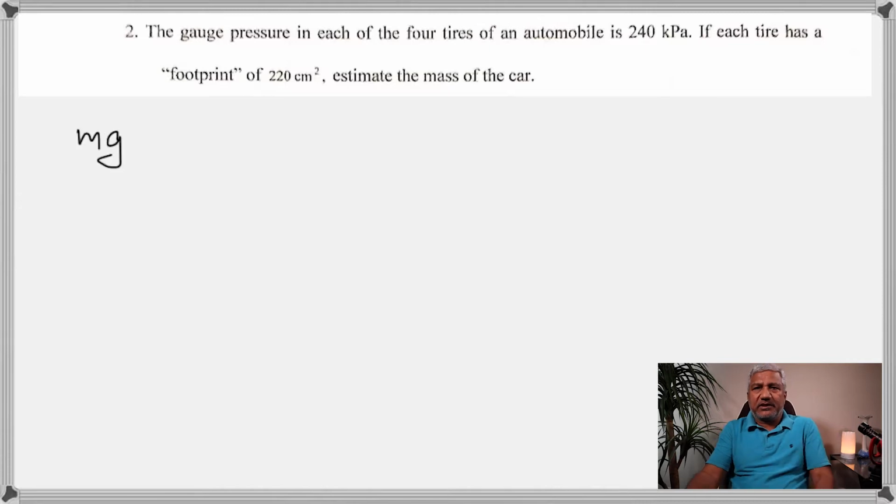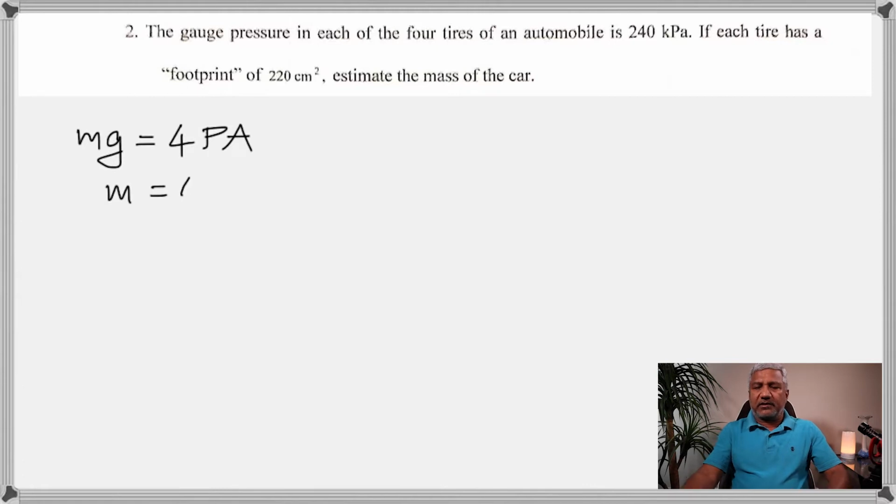So this question basically talks about the gauge pressure. And pressure is force divided by area. In this case, the force is the weight of the car, but the weight of the car is distributed on the 4 tires. But all that is not required here because we're given the gauge pressure directly, and we're also given the footprint. Now, footprint is the area that touches the ground. So all we have to do is remember the definition for pressure and finish the question.